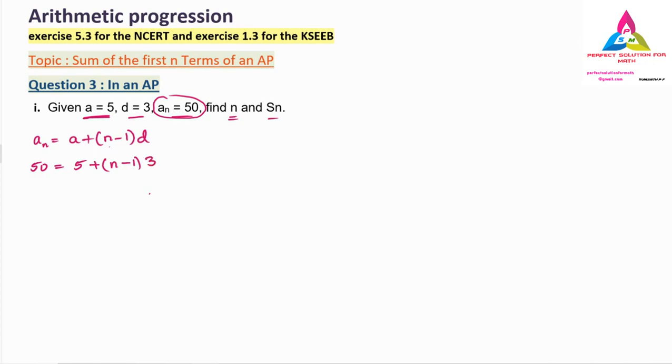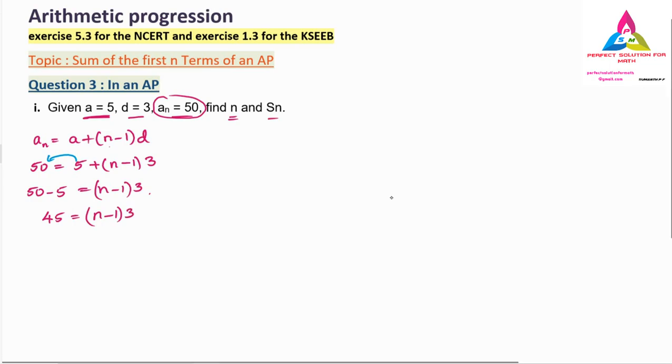Next is nothing, we have to shift things. So this 5 we have to shift to the left hand side. What will happen if I shift that 5 to the left hand side? It will become minus 5. That is equals to the remaining (n - 1) into 3. So 50 minus 5 is nothing but 45, equals (n - 1) into 3 as it is.